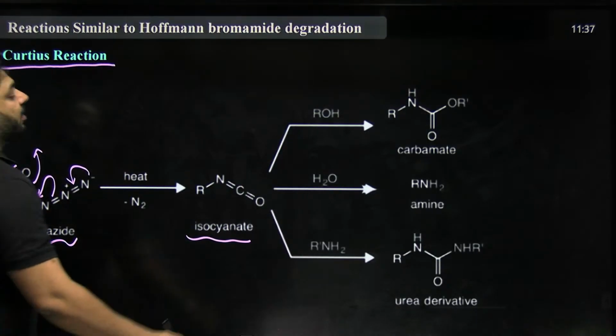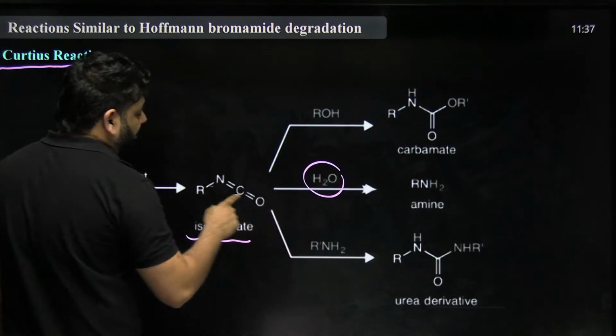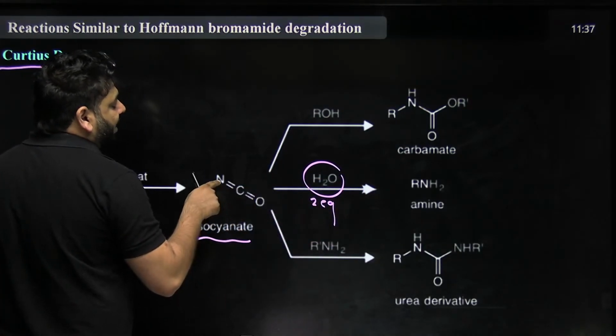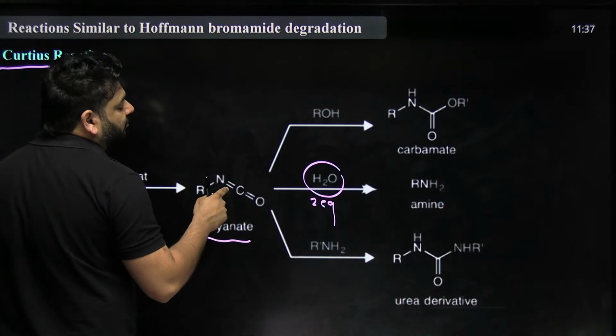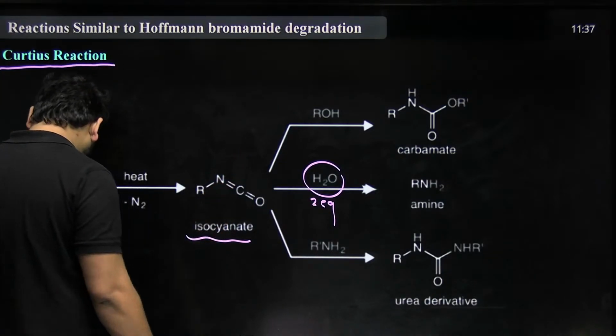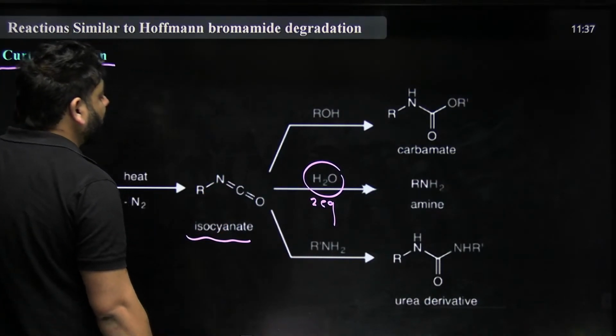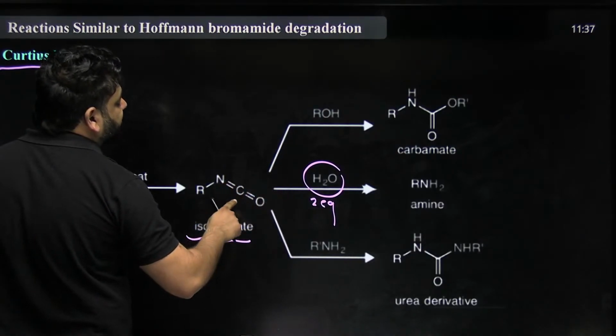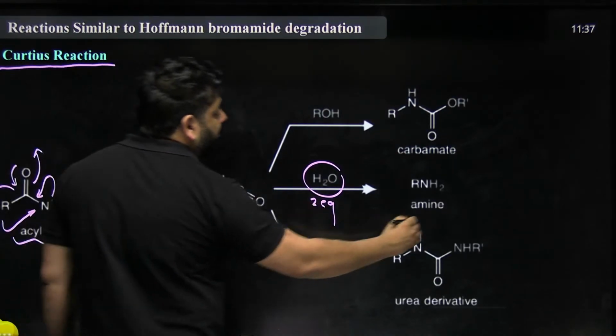And if you are treating it with water, then remember that two equivalents of water will be used here. H will be provided over here. This bond will be broken, which is, I must say, the most electronegative bond. And then the carbon over here will be attached with two OH, forming CO2 and water. So this will give you amine as the product.